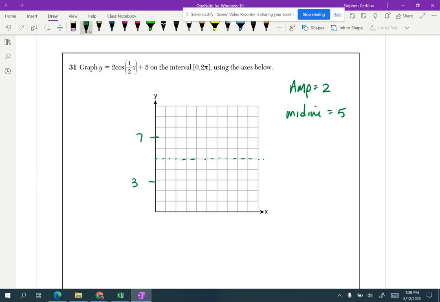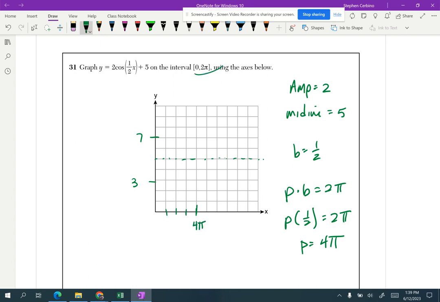Now the 1/2 is the frequency. And we remember that period times frequency equals 2 pi. The frequency doesn't really help me graph. The period does. So knowing the frequency will allow me to find the period. So the period is going to be 4 pi. I'd go out my 4 boxes, I'd make 4 pi, and then I'd chop it up into 4 equal parts.